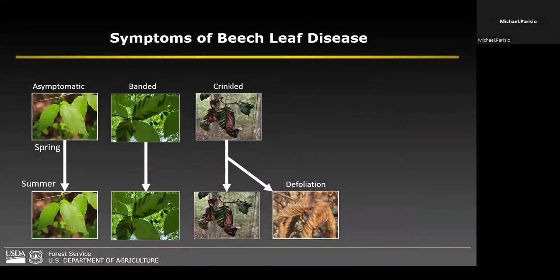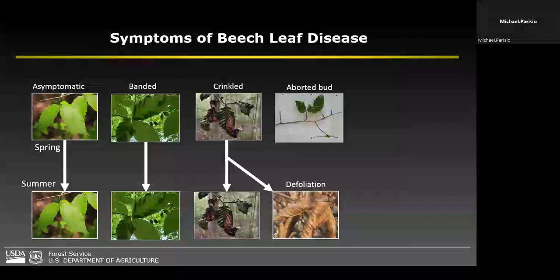So a leaf that pops out in the spring as asymptomatic isn't going to develop symptoms necessarily later in the year. Generally, the same is true for banded leaves. If a leaf comes out with 4 bands on it, you're not going to see 5, 6, 7, 8 bands develop later in the year. With crinkled leaves, I will say there's a little nuance here because we can actually experience defoliation as that necrosis advances.